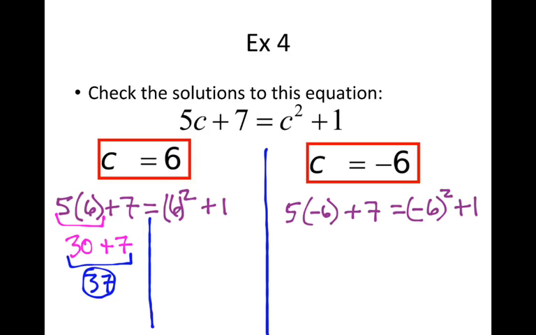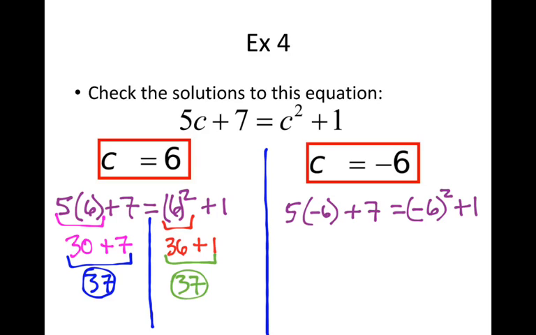On the right side, do I do my exponent first or do I add first? Exponent. What's 6 squared? 36. And then I bring down my plus 1. And what's 36 plus 1? 37. And that's what I get on the right side.